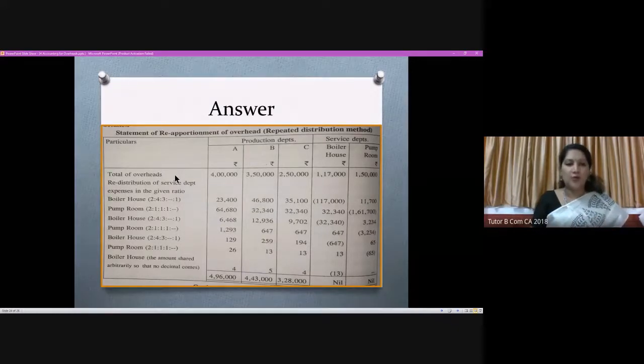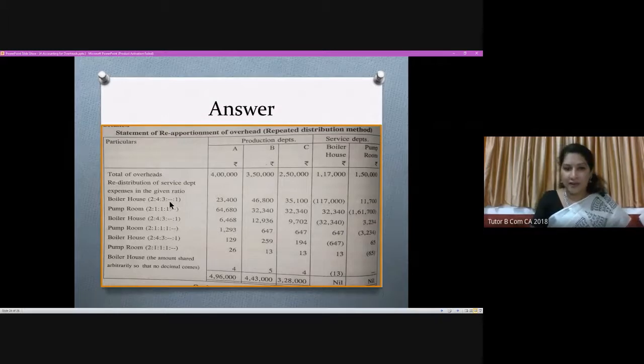Now, going with our secondary distribution summary, we have to prepare that. That's what the question asks of us now. And we are going to use the repeated distribution method. So as we know, it's been given that the expenses of boiler house, that is our first service department, need to be distributed in the ratio of 2:4:3:1. Now, what is this gap for? It is actually the boiler department itself. So there we need not share it again with the boiler department. We have to share it only with A, B, C and pump house. That's why the gap here.